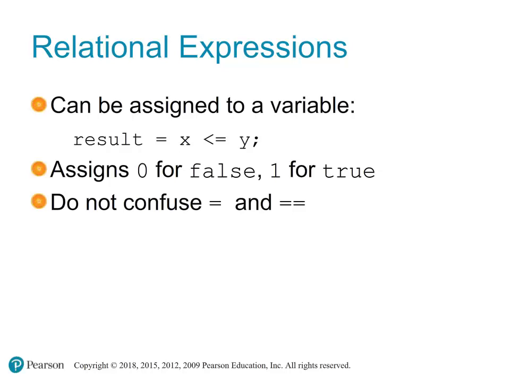So don't confuse equal and double equal. Equal is an assignment operator. It assigns the value on the right to the variable on the left. Double equal is a comparison operator. It checks if the value on the left is equal to the value on the right.